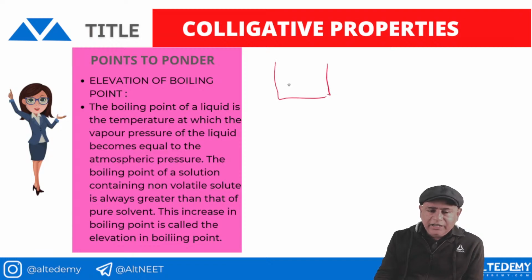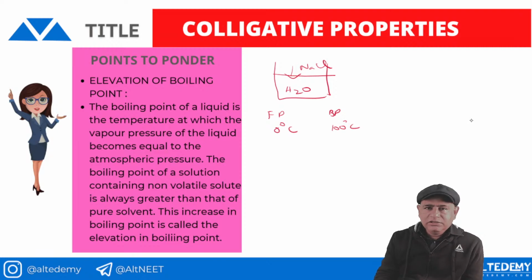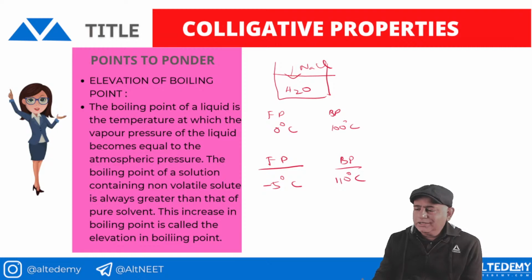We are taking a container again, putting water here, H2O. We know that freezing point is 0 degrees centigrade. Boiling point for water is 100 degrees centigrade. Now put some amount of non-volatile solute, that is NaCl. Now, the new freezing point will be somewhere around minus 5 degrees centigrade. The new boiling point will be somewhere around 110 degrees centigrade. There will be elevation in boiling point, there will be depression in freezing point. I hope you are getting me, right?